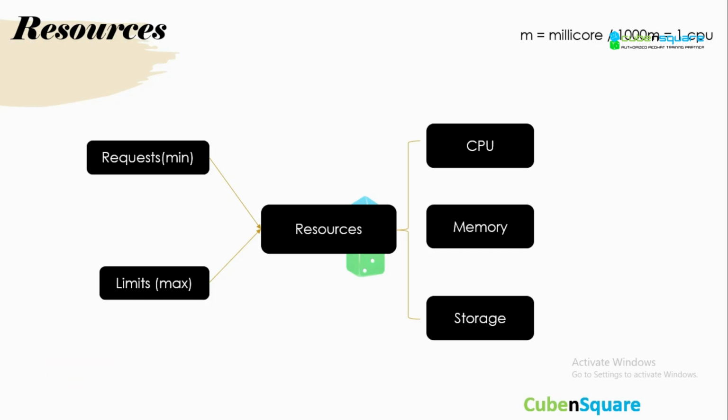Okay, and on the top right you can see that I have referred as M. M refers to millicore. So in Kubernetes, the CPU is being referred as millicore. 1000 millicore is equal to 1 CPU. Okay, so understand resources are nothing but CPU, memory, and storage. These are the resources which we are going to manage and set up a quota for the entire namespace.